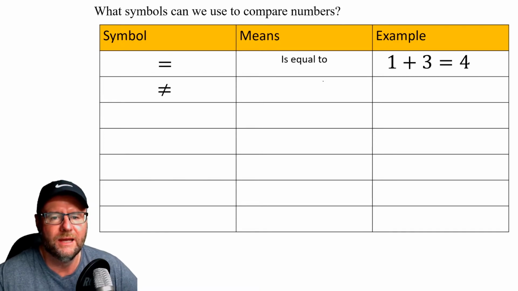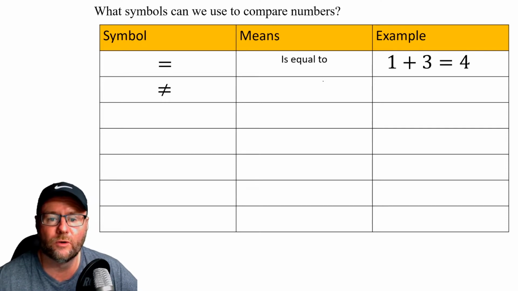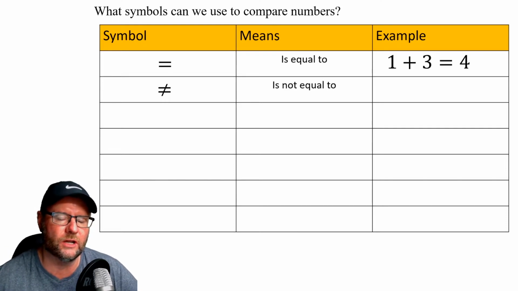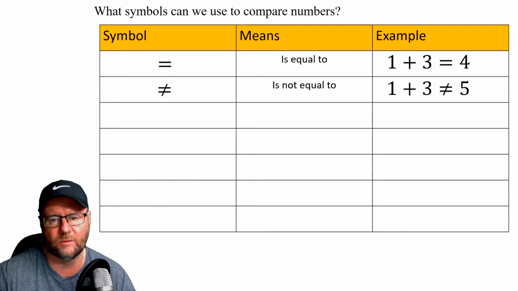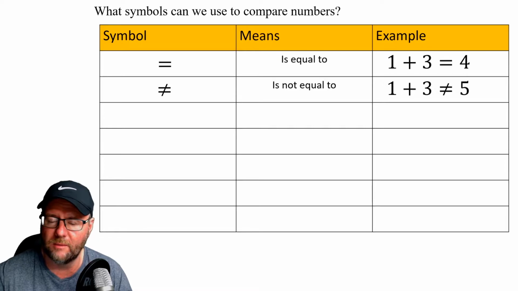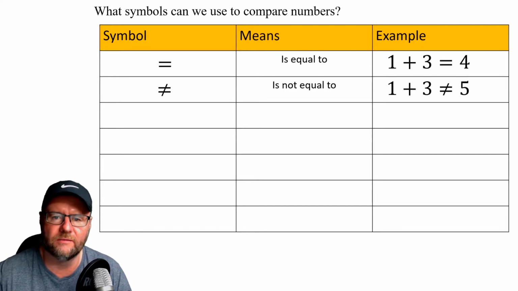What about this one though? An equal sign with a diagonal line through it. Well, that means is not equal to. It's like it cancels out the equals. It means it doesn't equal. So I could take something like 1 plus 3 that we had a moment ago, but it doesn't equal 5. So my symbol that I use to compare those would be is not equal to.